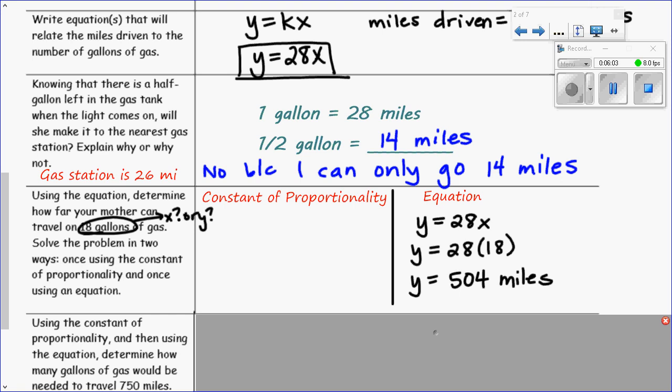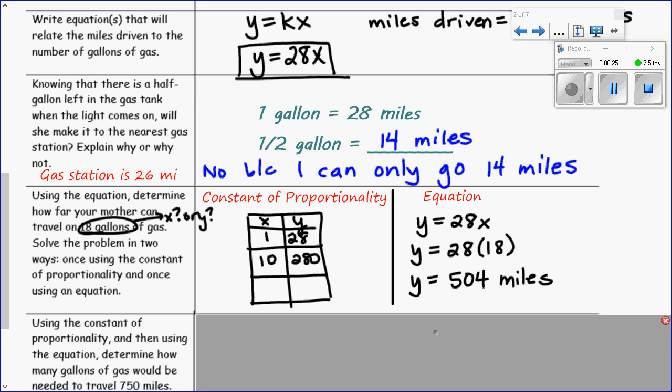Okay, and then you could keep going with that table, right? So if you know that, let's say, if the x is 1 gallon, we already figured that out. We can go 28 miles. And then using some more from up above, 10 gallons would be 280 miles. Okay, so now let's plug in 18 gallons. You're using that same constant of proportionality, and you would get 504. So that's another way to show it. They're really the same method, though, because we multiplied by 28 for each.